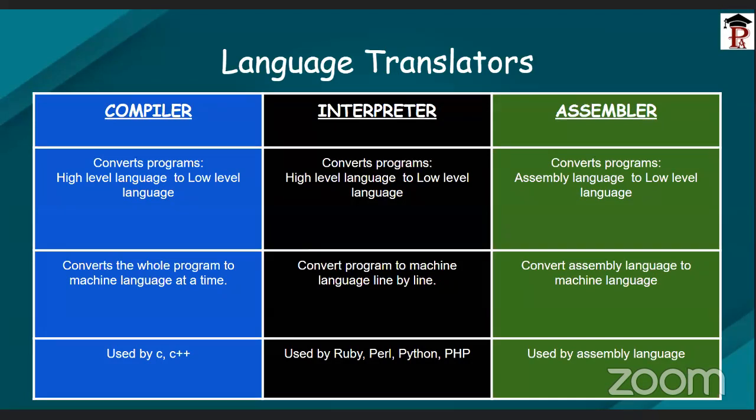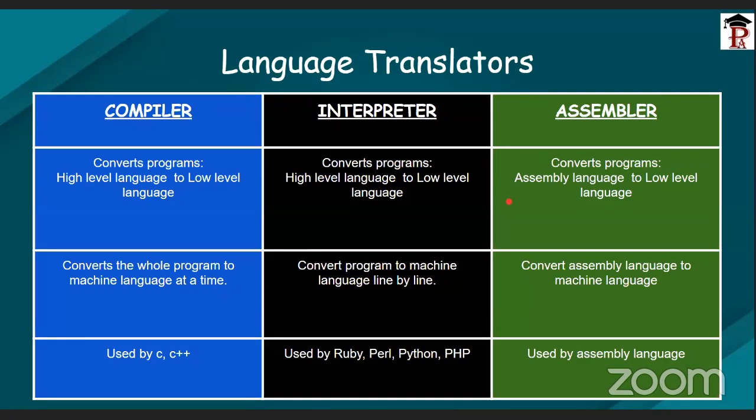Sir, I have a question. What is the difference between the compiler, interpreter, and assembler? Assembler is from low level to high level, whereas the compiler and interpreter are the same, from high level to low level. The assembler converts only assembly language to low level language. So the first generation used assembler, whereas what we are using now is the compiler and interpreter.